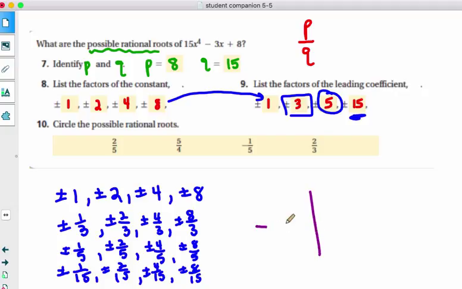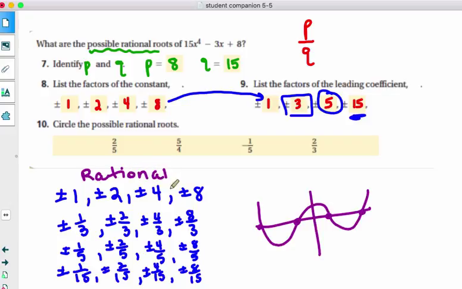This is a big list, and what this means is if this graph crosses the x-axis, let's say it looks like this, if this graph crosses at any places that are rational numbers, it must be a number on this list. Now, this is a pretty big list. The graph could cross at completely irrational numbers. It could cross over here at the square root of 17, or here at pi. But if it crosses anywhere rational, it must be a number on this list.